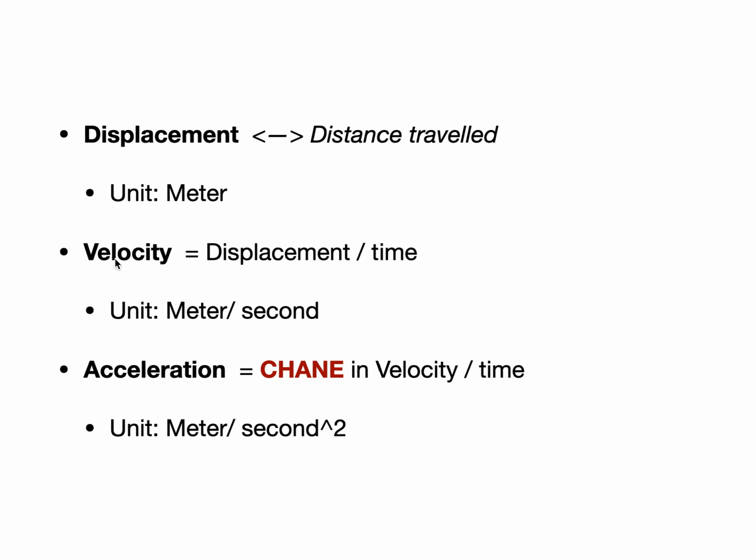So the speed is the same as velocity. To calculate velocity, you can simply use displacement divided by time. And the unit will be meters per second. So that'll be like how much distance you can cover with a certain amount of time. And for acceleration, that'll be change in velocity divided by time.